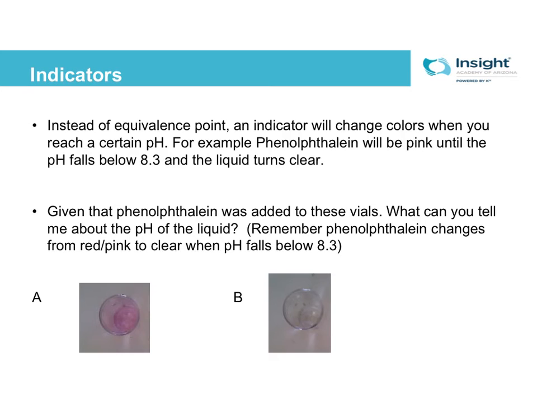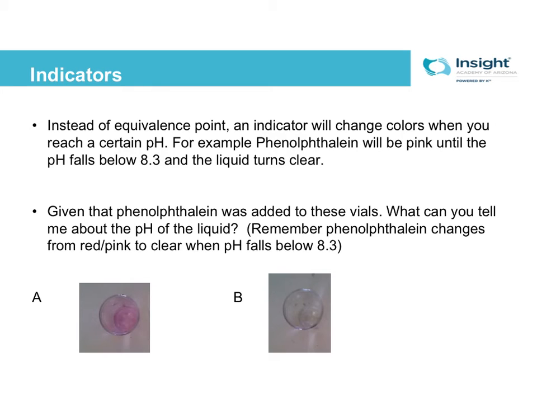Another concept related to titration is using indicators. So instead of using an equivalence point, you can use an indicator that'll change colors when you reach a certain pH. For example, phenolphthalein will be pink until the pH falls below 8.3, and then the liquid will be clear. So an example of using this is, let's say that both of these vials have phenolphthalein added to them. What can you tell me about the pHs of the liquids? Remember, phenolphthalein changes from red or pink to clear when the pH falls below 8.3.